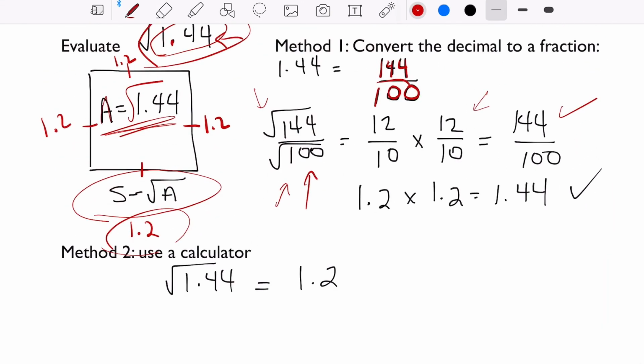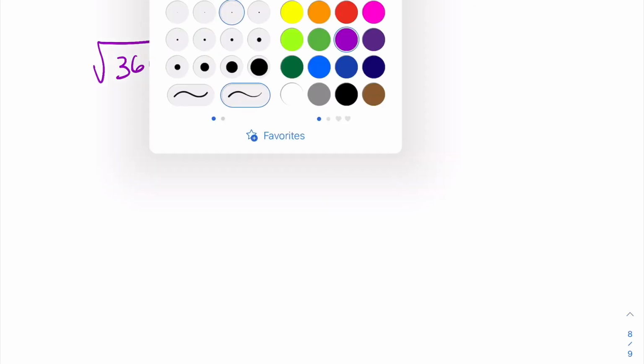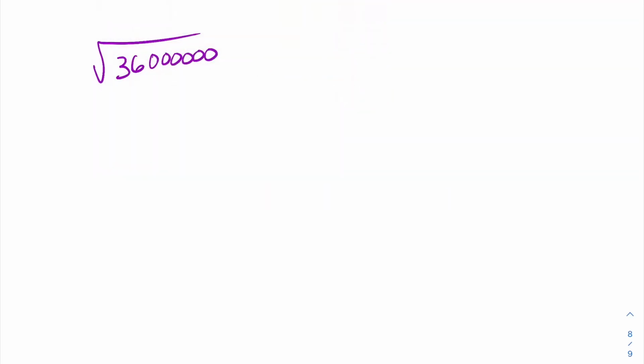And that's it. There's one more thing that I wanted to show you, and that is something that shows up on the PAT. Do you know what the square root of 36,000,000 is? So when you look at that number, you're probably like, what? I don't know. Nobody taught me this. And I just wanted to show you how to square root huge numbers.